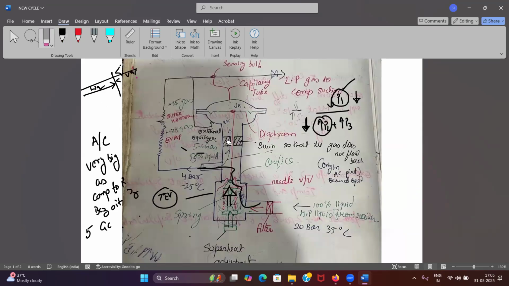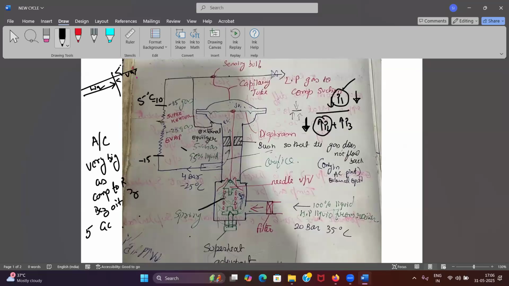Okay. Suppose right now my EV is adjusted, so that means my spring tension has been adjusted in such a way that I am getting 5 degrees of superheat here. That means suppose here my temperature is -15, for example, I will get at least here how much? -10. That is 5 degrees of superheat.